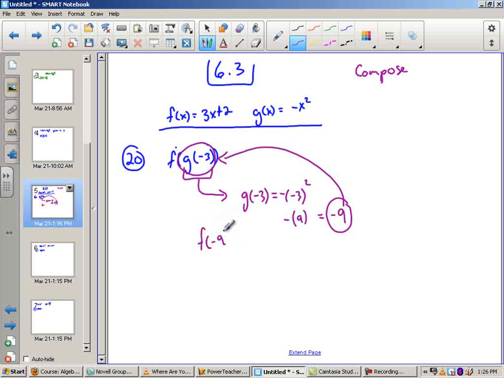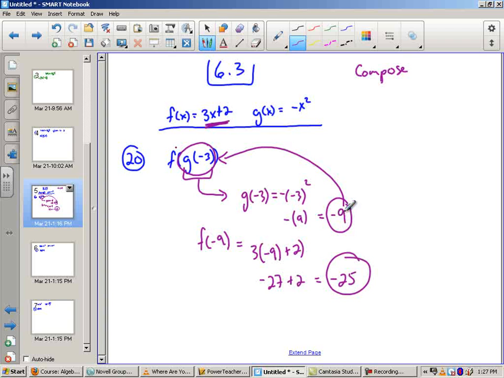So f of -9 would be 3 times -9 plus 2. And you can see this is function f right here with a -9 in place of its x value. And that's what we're doing. Now 3 times -9 is -27 plus the 2 is -25. And that's our answer. So what we did is we evaluated function g at -3. Then we took that result and plugged it into the outer function. And this is a pretty easy process.